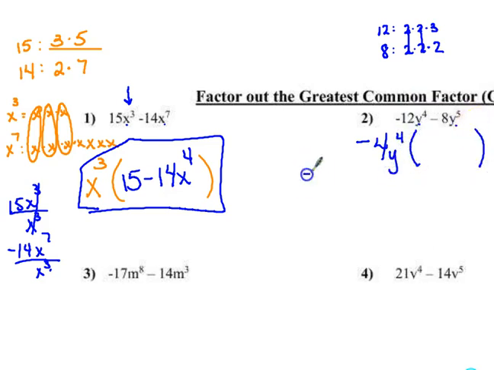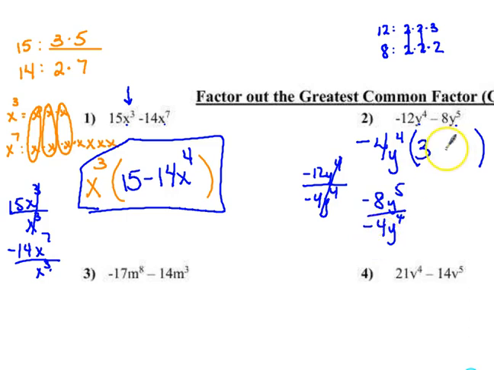Well, negative 12y4 over negative 4y4. The y4's cancel. Negative 12 divided by negative 4 is 3. Negative 8y5 over negative 4. Negative 8 divided by negative 4 would be 2, so plus 2. 5 minus 4 is 1, so I only have 1 y left. And that is basically factoring out the greatest common factor.